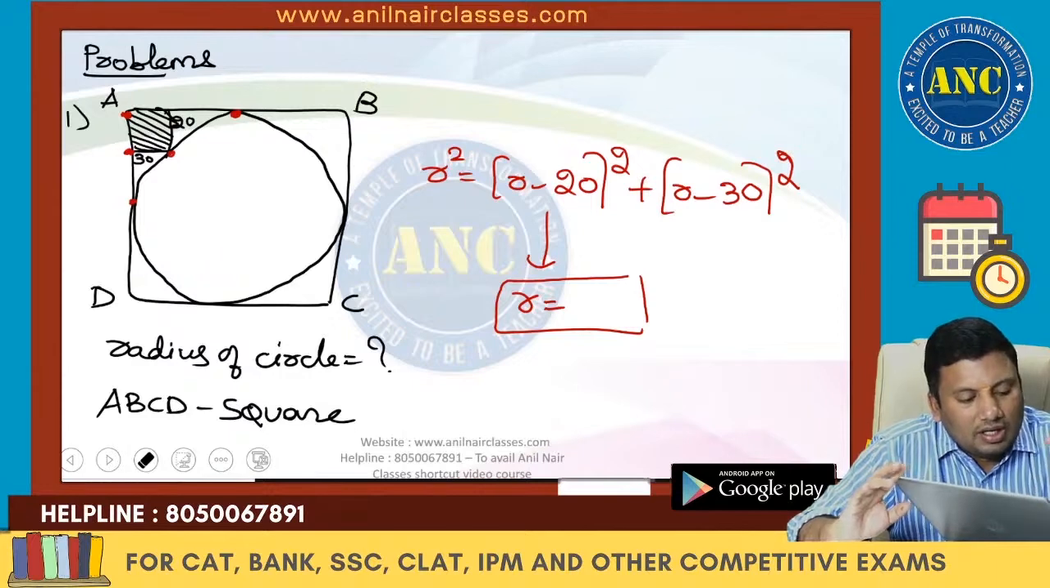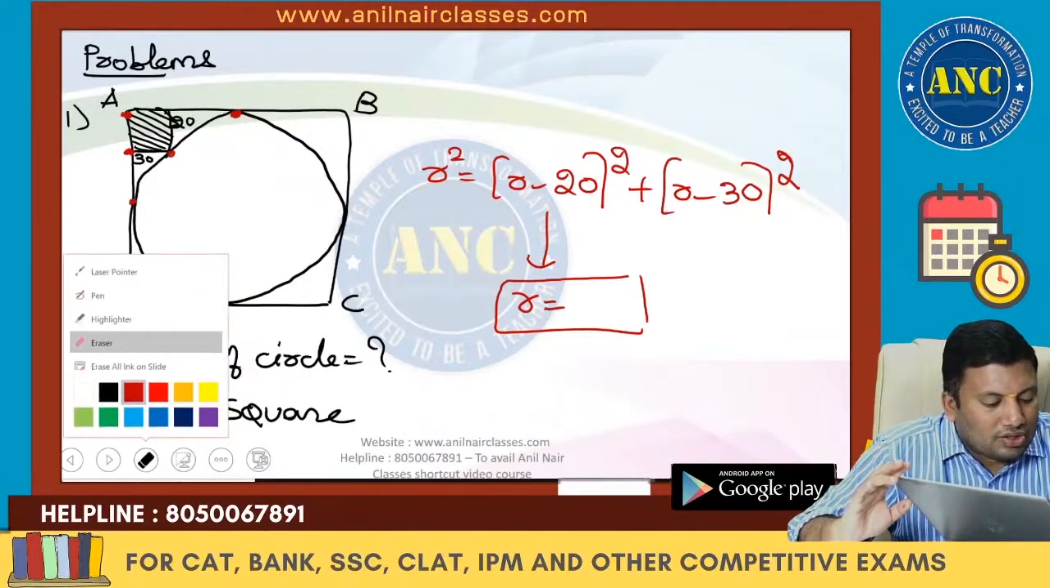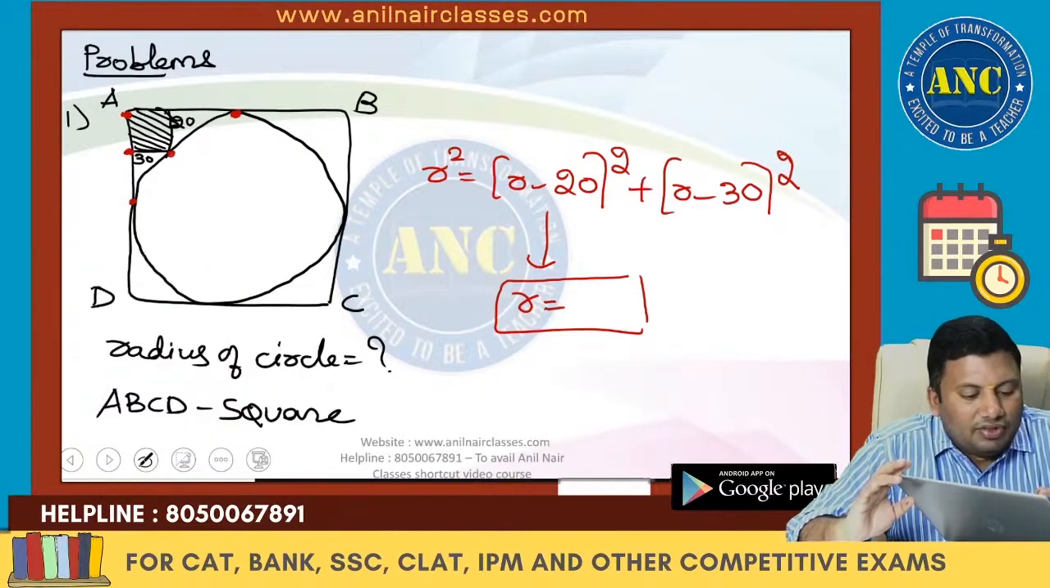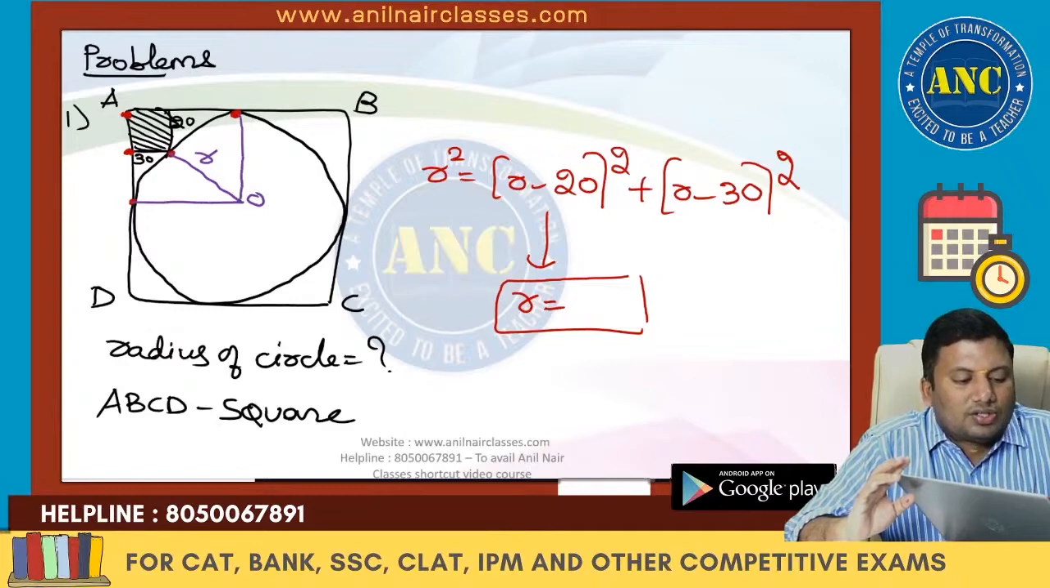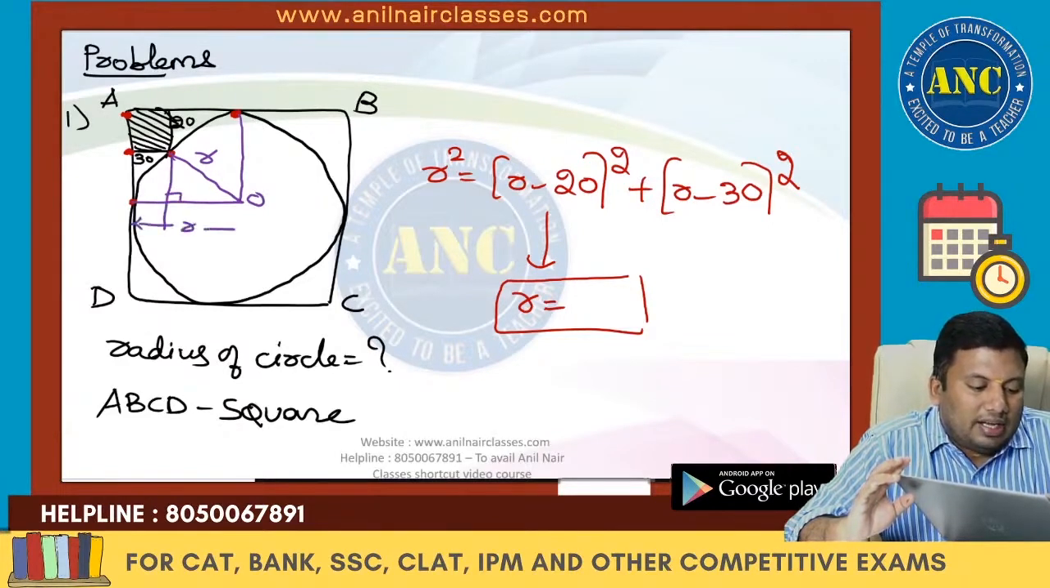Now see here, this is the question. Those students who have not understood it, listen carefully. This is the center. From the center to the circumference it is R. These also R. Drop a perpendicular. From here to here it is R, and from here to here it is 30, so it is R minus 30.